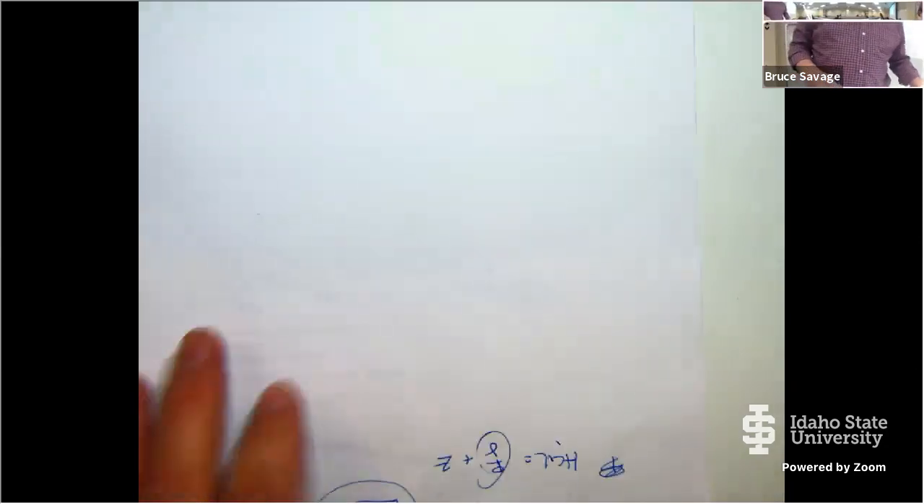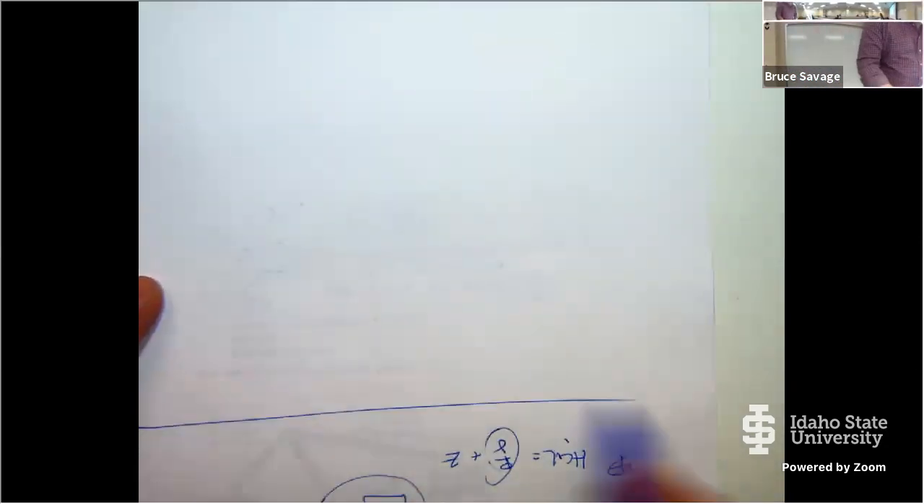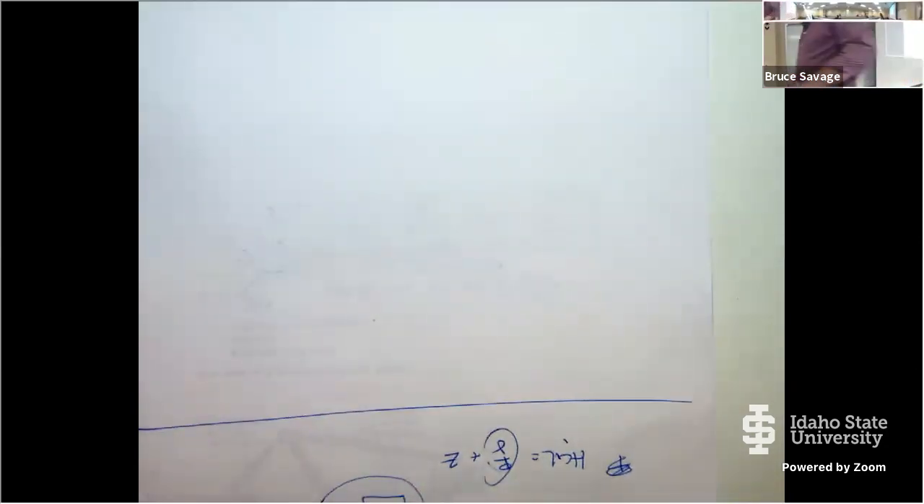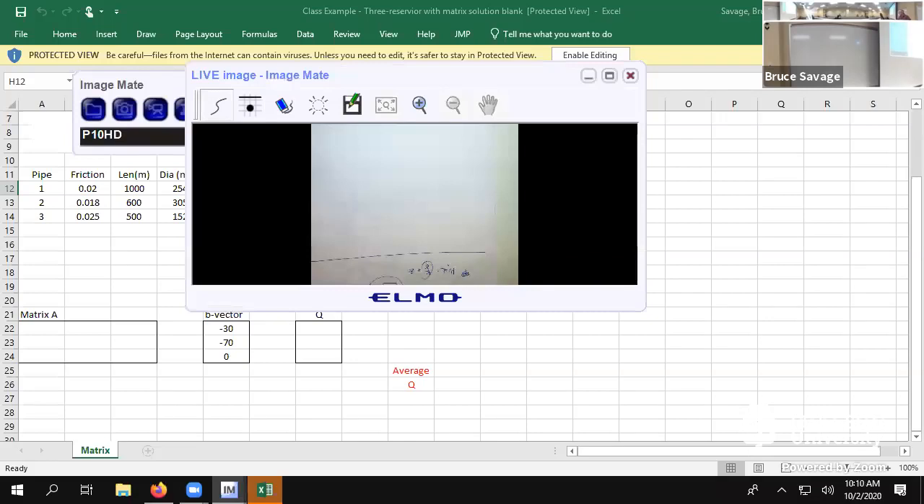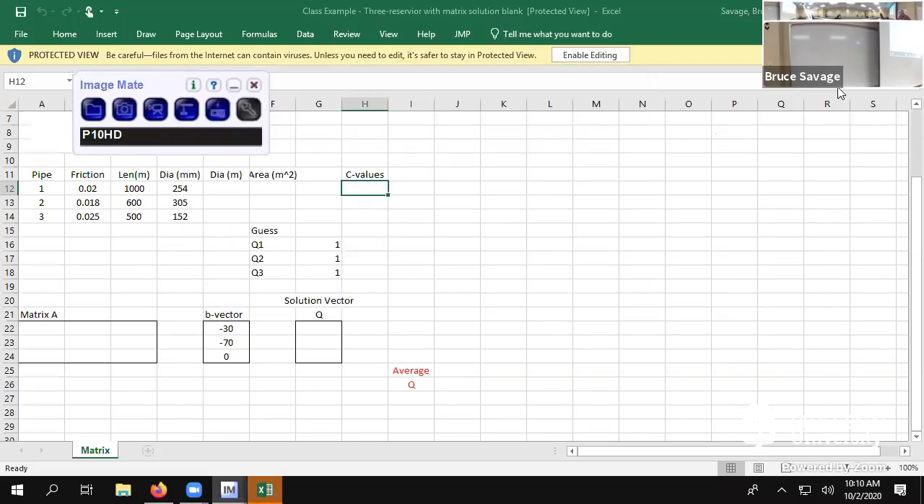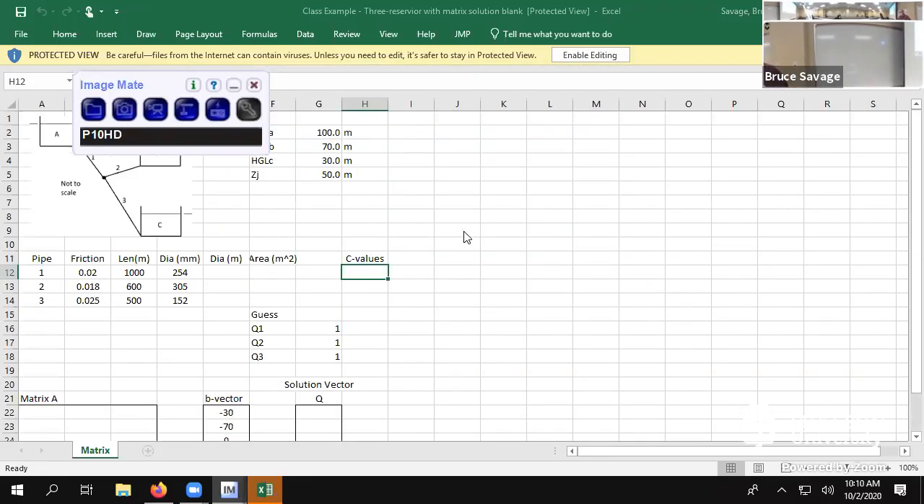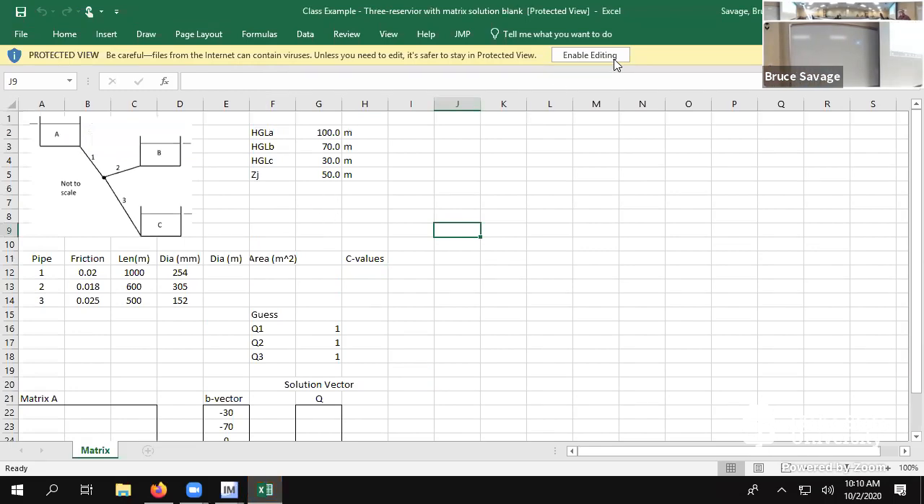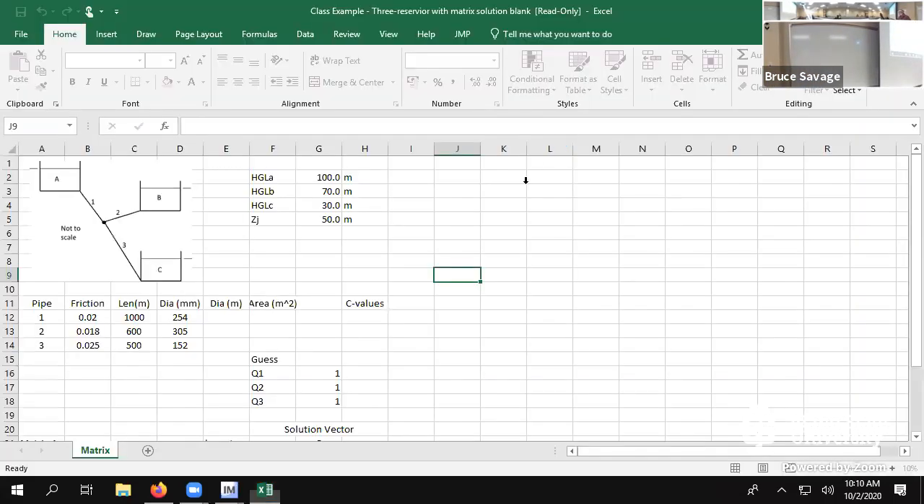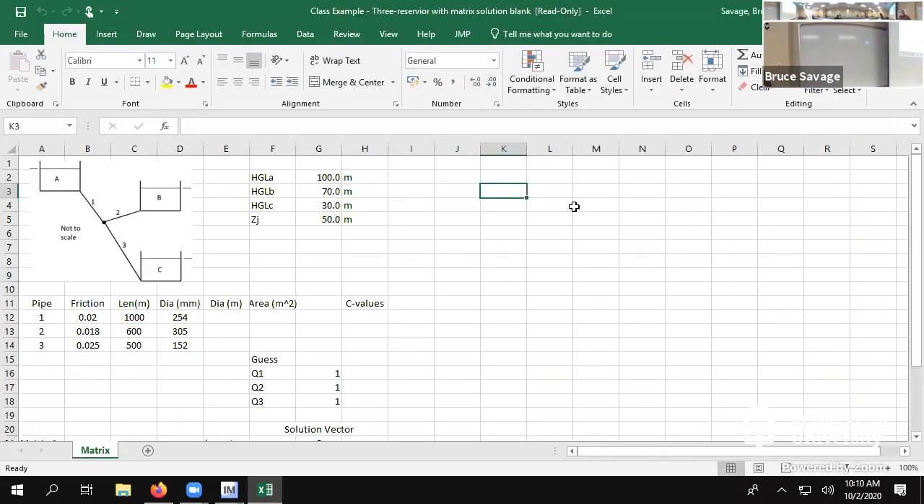Now, with that, I didn't bring any other paper with me, because I wanted to show you something on the computer. So I have downloaded this to Moodle, and you don't necessarily have to get it and follow along, but if you're like, oh, I want to work this one too, see how it goes, that's fine. So I have a 3 reservoir problem here.